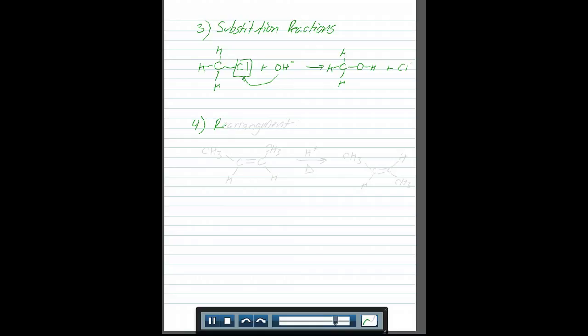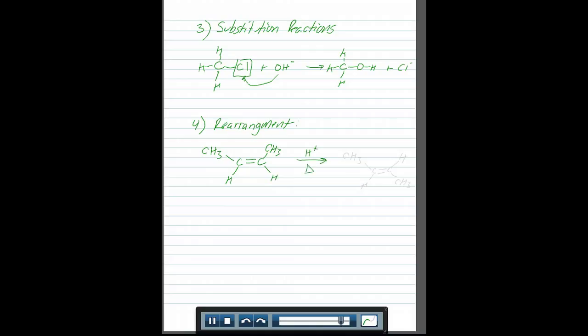Then the fourth one, we're really not going to see many of these. It's called a rearrangement reaction. It's exactly as it says. Nothing gets added, nothing gets removed. All that happens, everything stays the same, except it just gets rearranged.